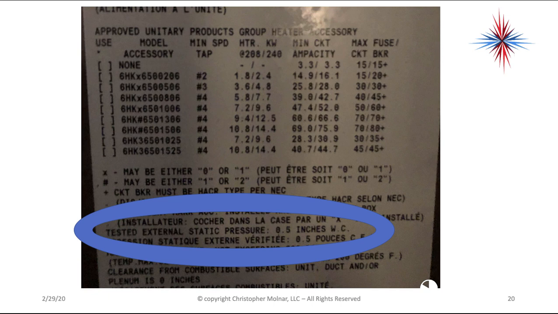Now, a static pressure that's too high on the return side can actually suck the condensate right out of the pan. Okay, so a high static pressure can actually cause a flood with condensate being pulled off the coil and out of the pan. So you got to be very aware of static pressures, and not taking them is a problem.